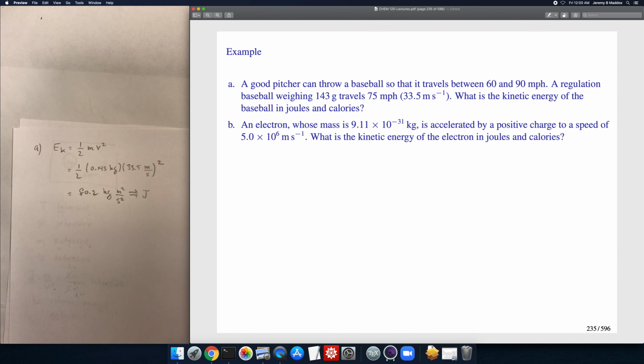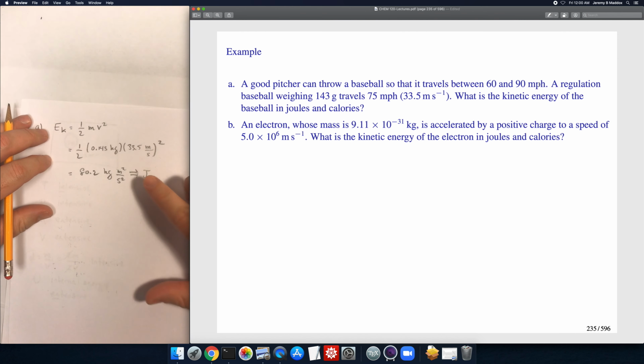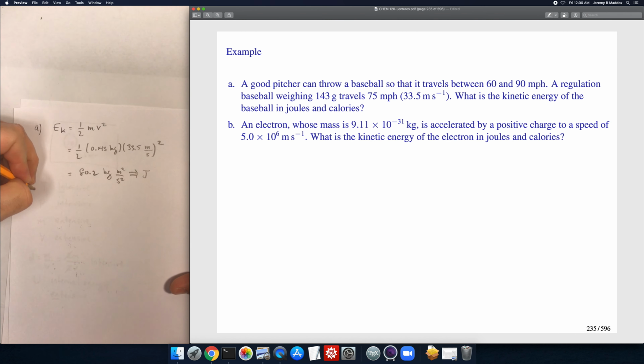An electron whose mass is 9.11 times 10 to the minus 31 kilograms is accelerated by a positive charge to a speed of 5 times 10 to the 6 meters per second. What is the kinetic energy in joules and calories? Looks like I forgot to do that conversion here, but I'll do it on the second one.